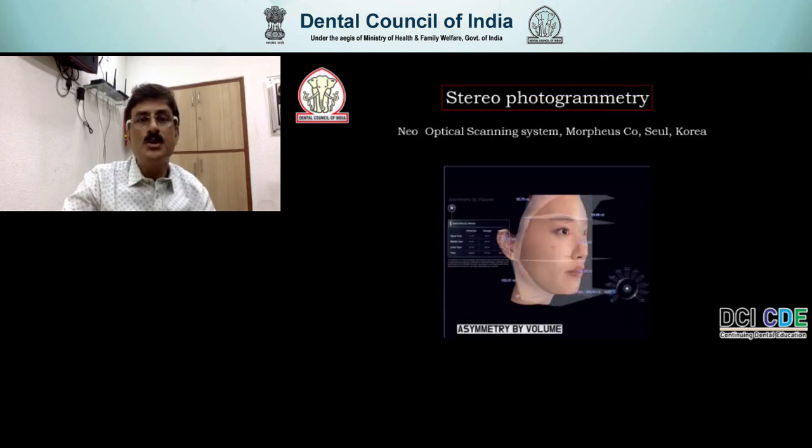Or you need to do stereo photogrammetry, with which you can do direct measurements because there are no distortions in the images.